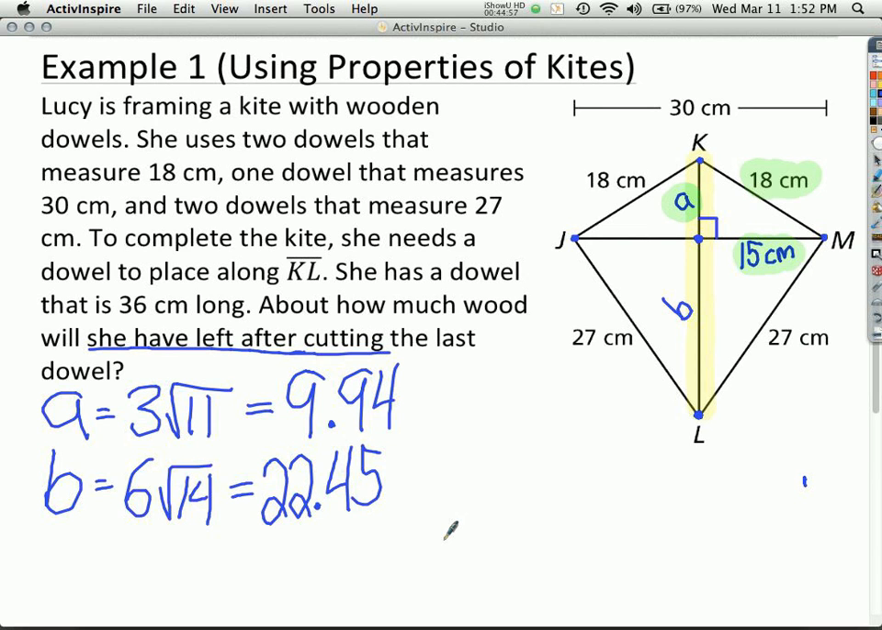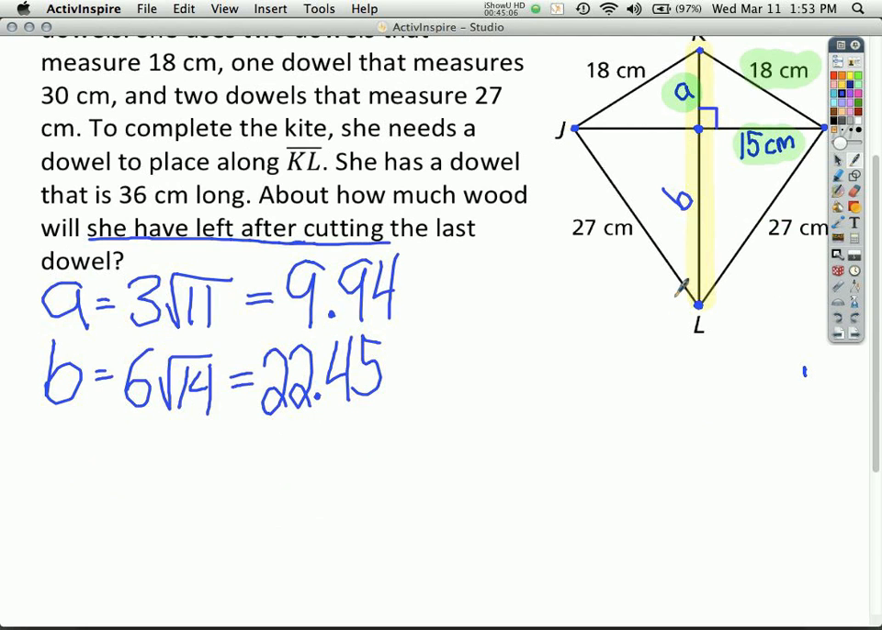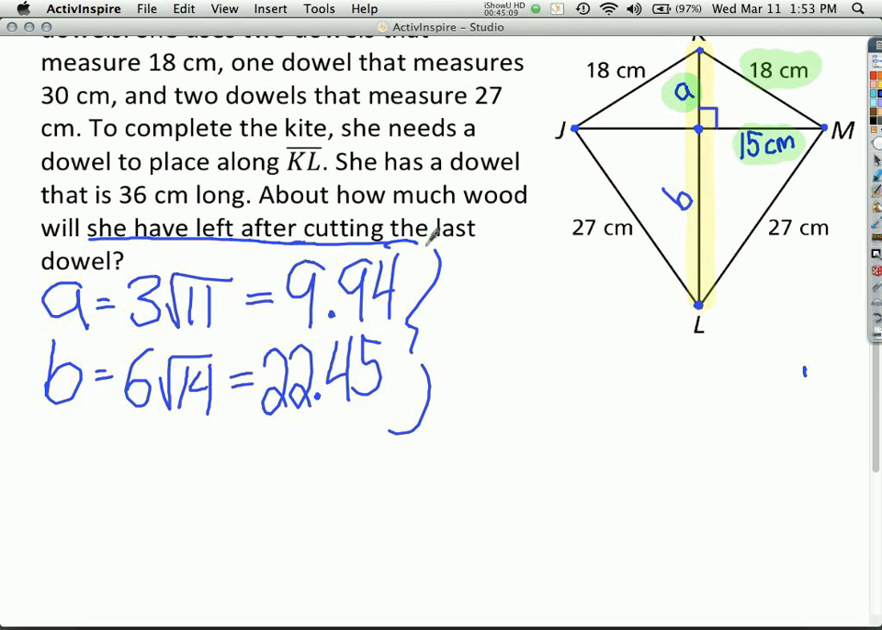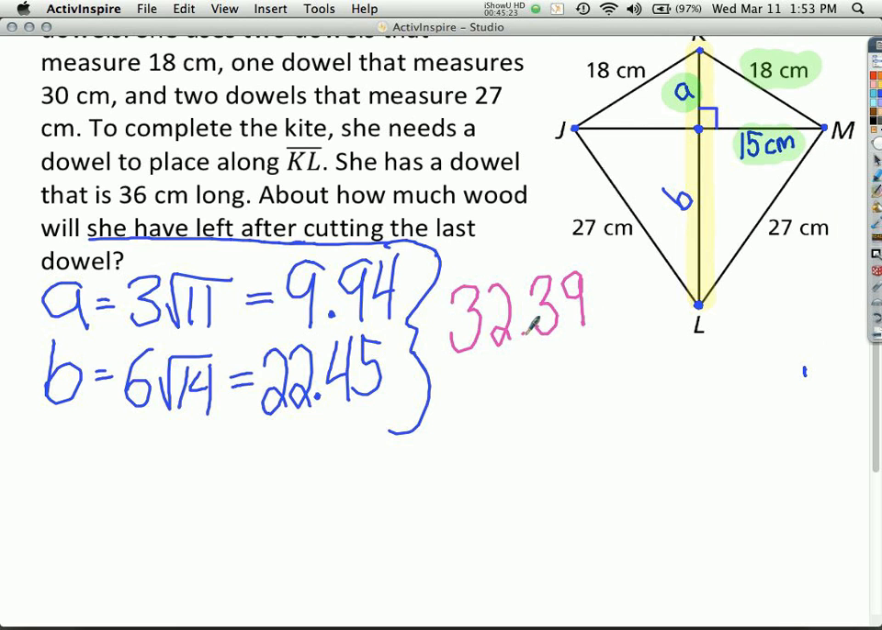Okay. I'm trusting you guys. You guys got to speak up. That's correct. Okay, good. So now we've got the pieces of the distance. Now we need to put it together to get the whole distance. So what's the whole distance from K to L? Alicia? 32.39. And so we've got the whole distance, and now we've got 36 centimeters to cut with, so how much will we have left over? Go ahead, Chris.